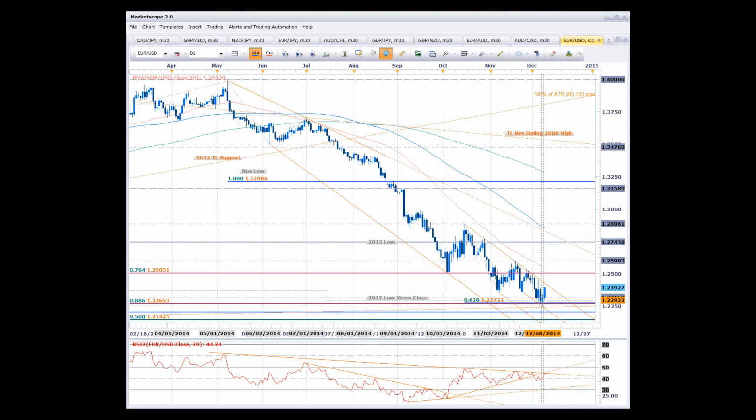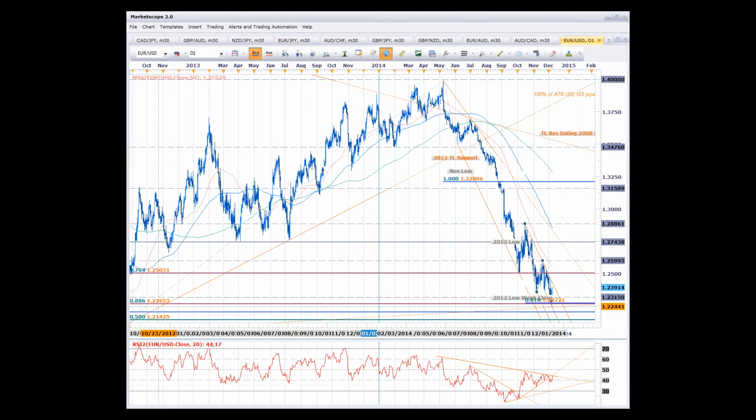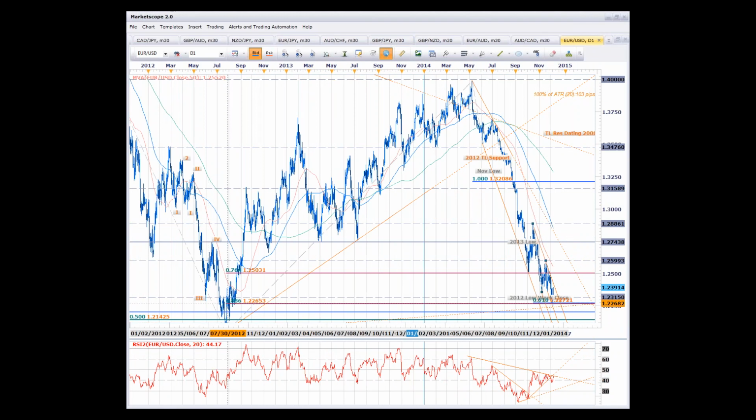Okay, we probed below it. Excuse me, not by much, but it did push through. This is a 618 extension from the decline off the highs you made in October. And this is a basic 88.6 retracement from the lows that you made in 2012. Not a very popular retracement, guys.